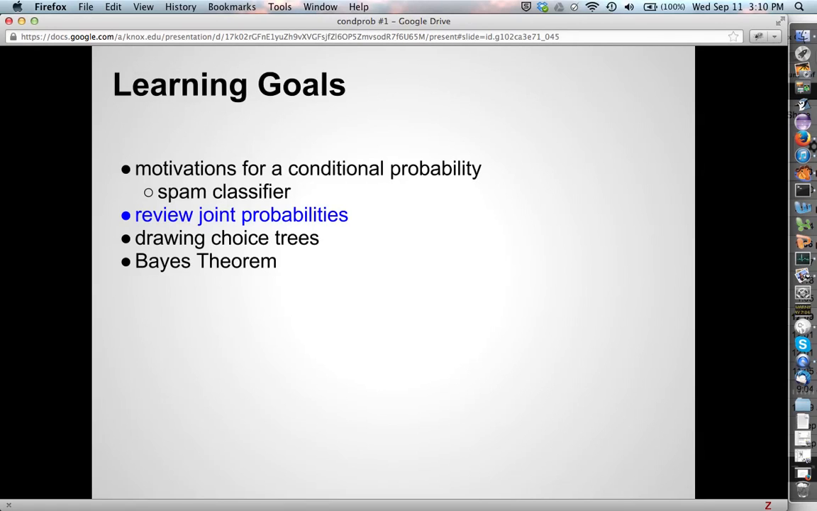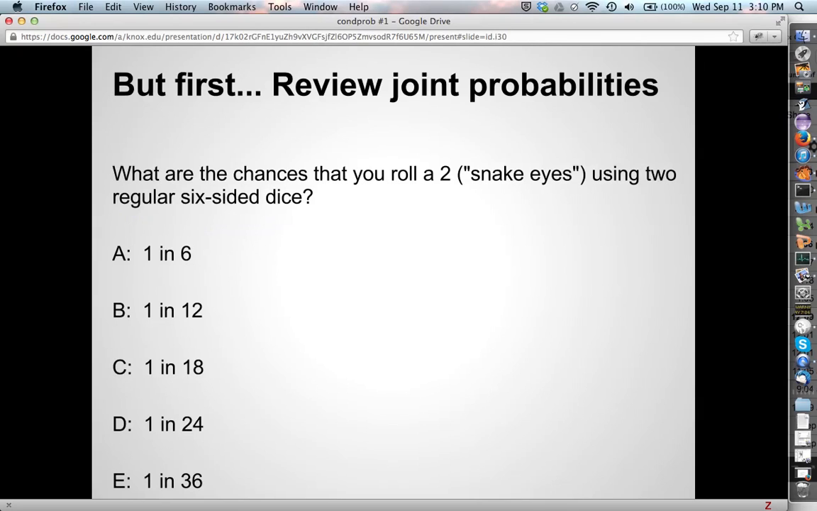So let's do a review of joint probabilities, because before we can talk about conditional probability, we really have to have a good understanding of joint probability. And if you've had a probability and statistics course, this shouldn't be too hard. If you haven't, go ahead and give it a try. You can log into Moodle. These are the review questions for this lecture. Go ahead and pause me as necessary and answer these. So the first one: what are the chances that you roll a 2, or snake eyes, using 2 regular 6-sided dice? So you roll a total of 2. Go ahead and plug in your answer, and then go to the next slide, and I'll explain it.